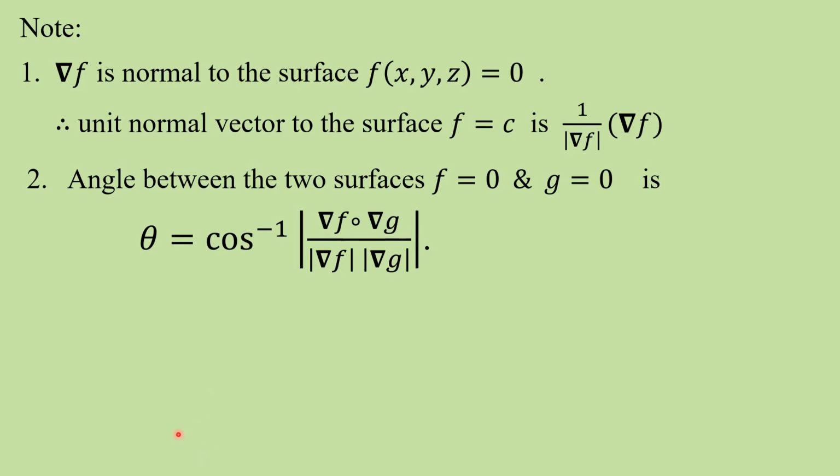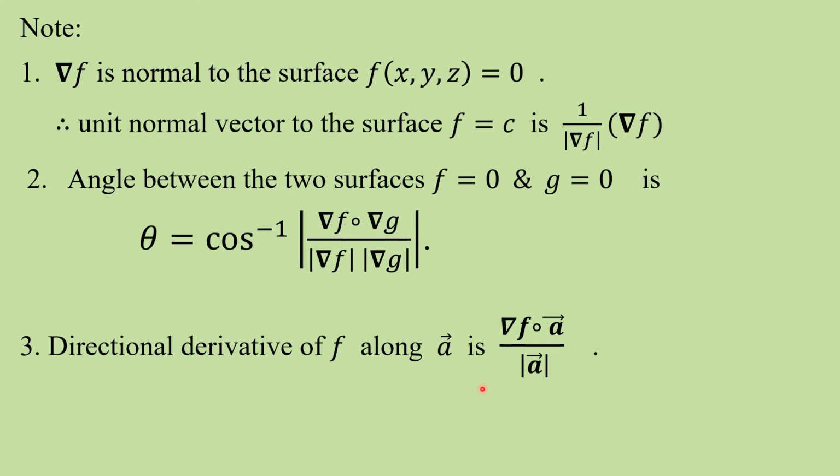So what is the directional derivative of surface f along some direction a? The directional derivative of f along a is given by del f dot a cap, that is del f dot vector a by magnitude of a. The physical interpretation is the rate at which the function f of x comma y comma z changes at a point in the direction of a cap.